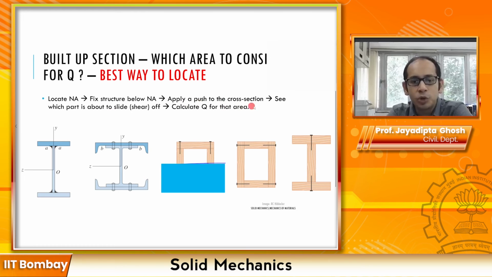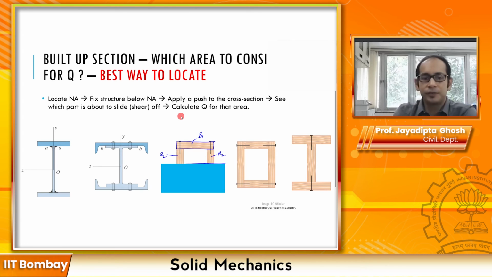Now apply a push to the cross section. For this entire cross section, you apply a push and see which part is about to slide or shear off. Suppose these nails were not there. Now I am trying to find the Q for the area first without assuming that the nails are there. Here you see this is made of two boards again. Here this is my board 1. This is the interface where this whole board 1 is, and say the bottom parts are the boards 2.